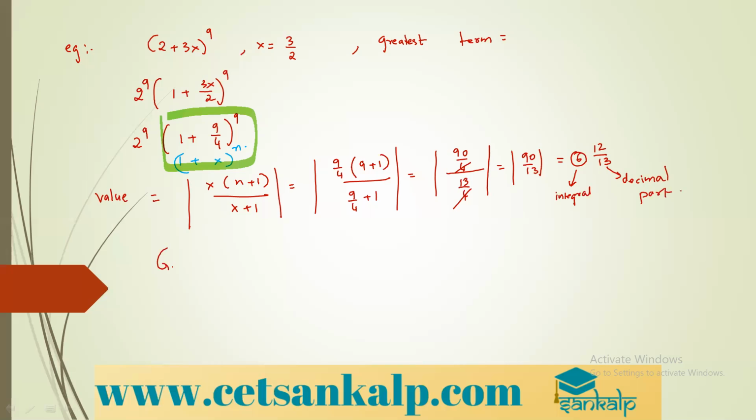What will be the greatest term? I have to find the greatest term. It is m, so 6th term plus 1, because I have to take t m plus 1. Do you remember? T m plus 1, 6 plus 1. That means the 7th term will be the greatest term. Now, how to find the 7th term?